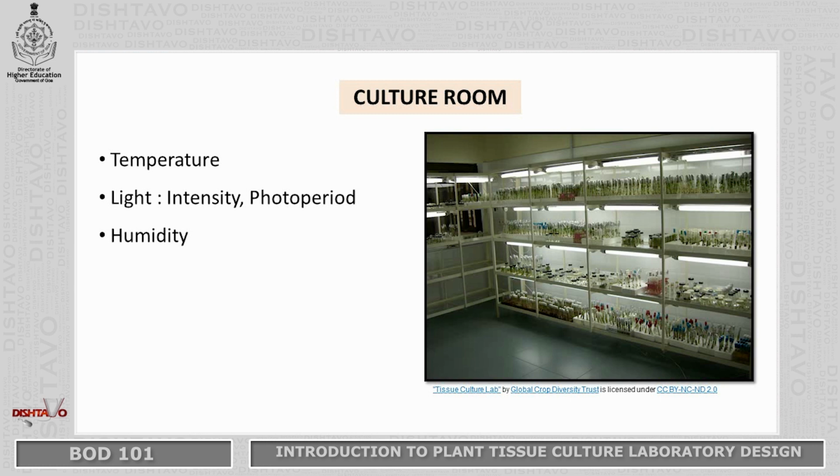In this room, there are different racks which are made of stainless steel. Each rack has a tube light attached. This tube light is attached with an auto timer to give photoperiod to the culture bottles. This room has highly controlled temperature and humidity. It has a thermometer and a hygrometer which are kept in the corner of the room. One should avoid wearing footwear inside this room to avoid any kind of contamination.